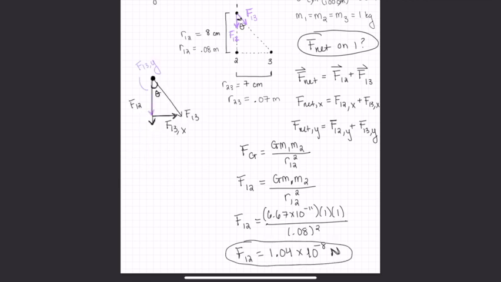Then we can do F13. Again, this is just going to be the magnitude. So if I was being strict with my notation, these should all have absolute value bars around them. Most of the time I'm not.